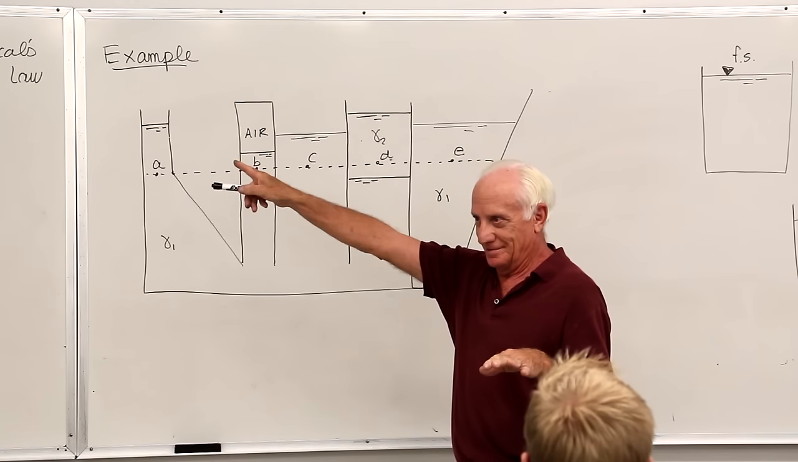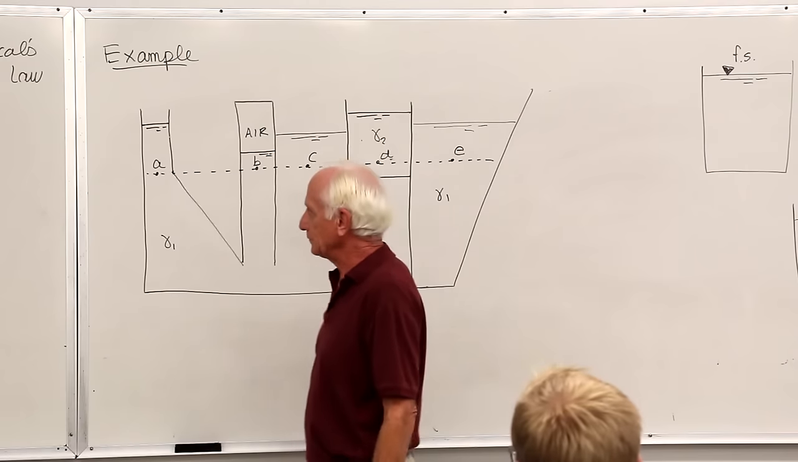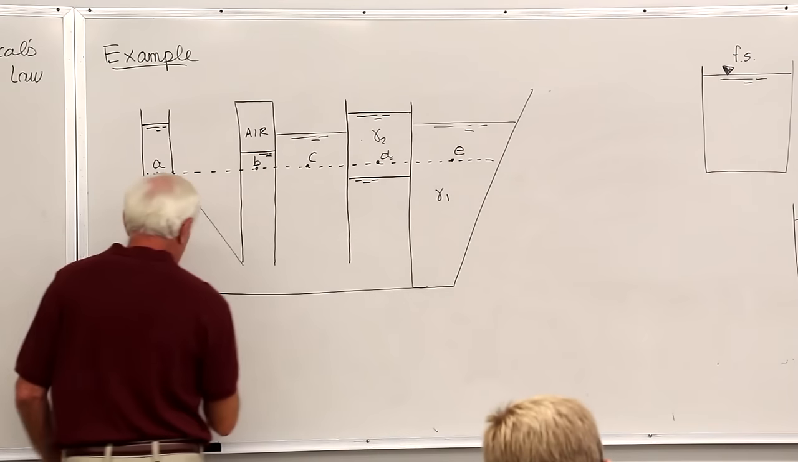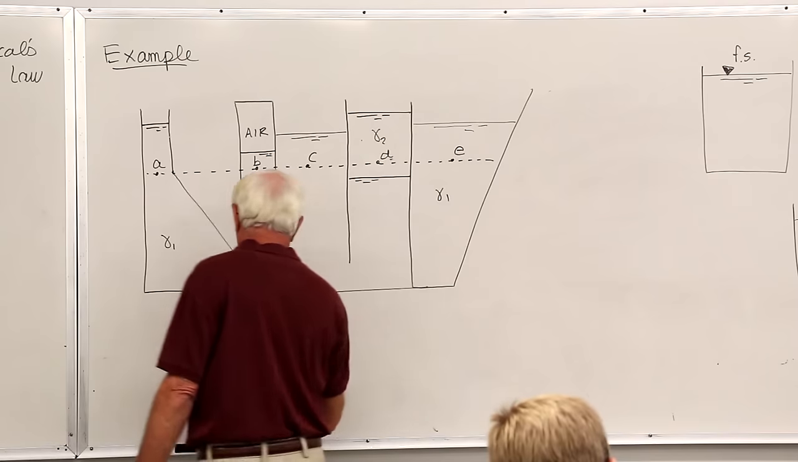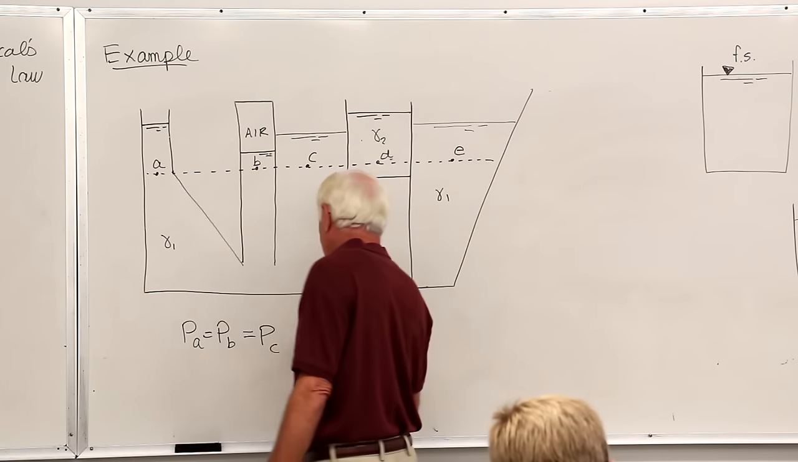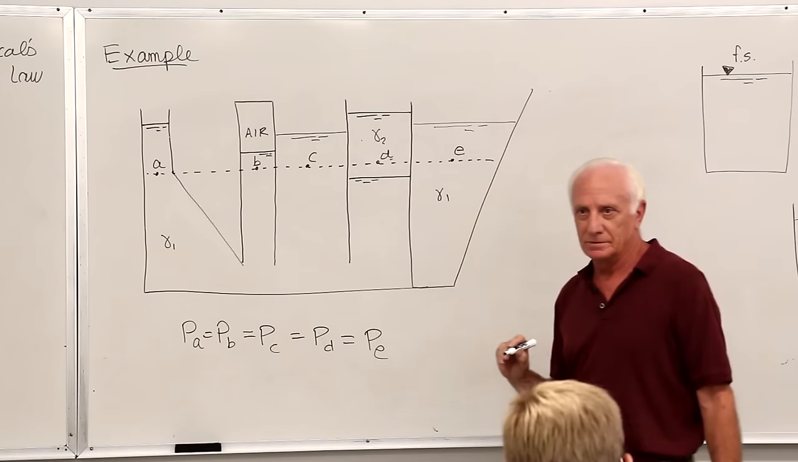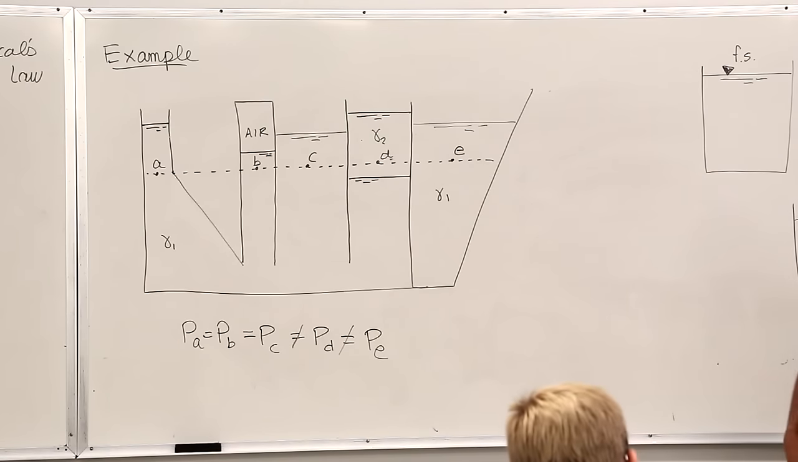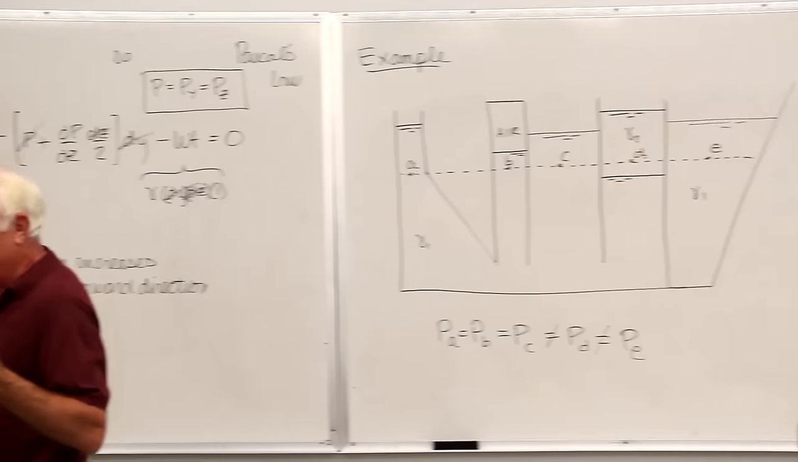Now here's the rule again. Pressure does not vary in a horizontal plane in a still fluid. A to B is on a horizontal plane. Yes, PA equals PB. Point C in a horizontal plane, PB equals PC. You may think it's a horizontal plane, PD, or PE, but you're wrong. You have to get the rule down right. The rule says the pressure does not vary in a horizontal plane as long as it's a continuous fluid.